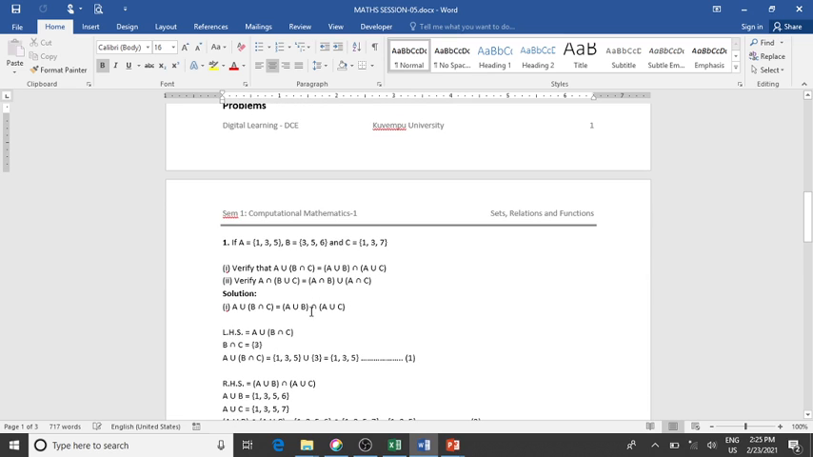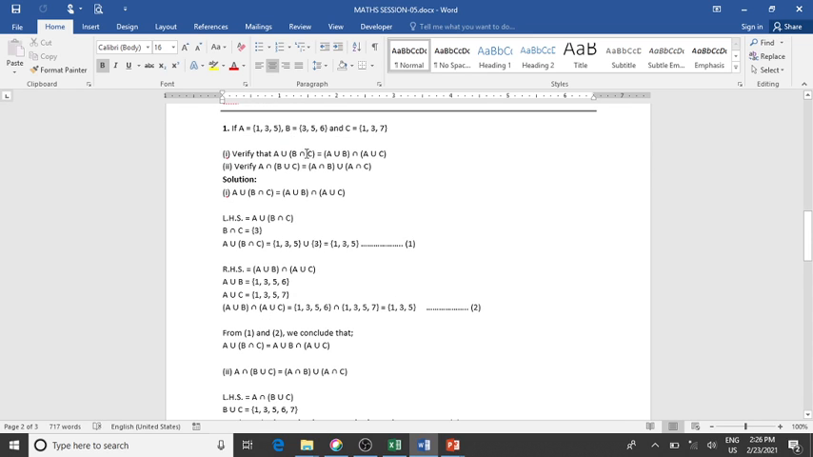Let's see a few problems on it. If A is equal to {1, 3, 5}, B is equal to {3, 5, 6} and C is equal to {1, 3, 7}, verify that A union (B intersection C) is equal to (A union B) intersection (A union C). This is our distributive law. So, we can solve this by taking LHS and RHS separately. If we take LHS, A union (B intersection C), first we have to find B intersection C. B intersection C means the common elements of B and C, that is 3. Therefore, B intersection C is {3}.